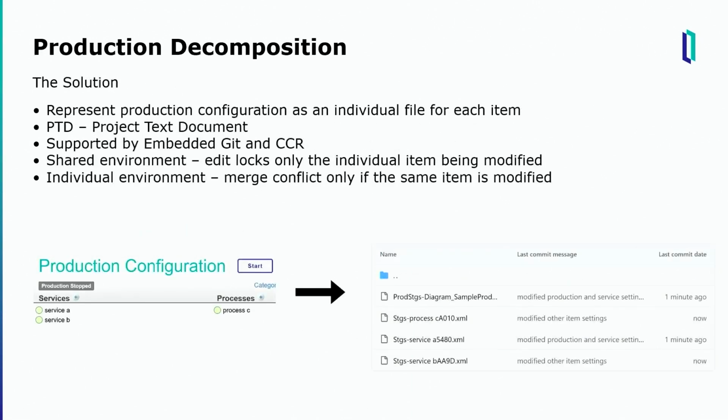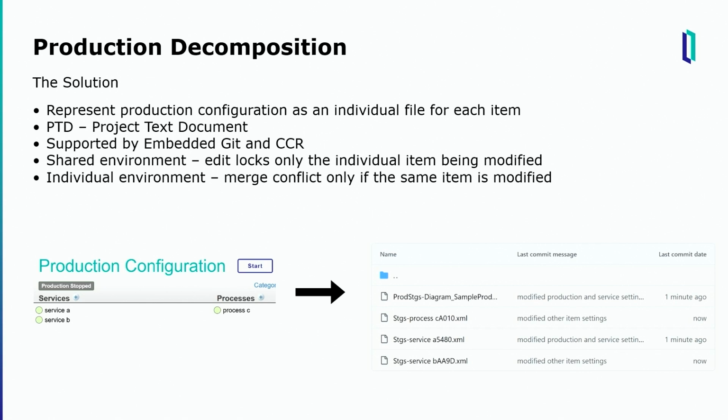All right, how do we solve this? The solution is to represent our production configuration as an individual file for each item instead of one big file for all of the items. We already have a format that we can use for these item files. It's called PTD. It stands for Project Text Document. And this is the format for production items that is used by the deployment manager. So if you've ever said, export these items from one namespace, import them into the other namespace, that's the underlying data format.